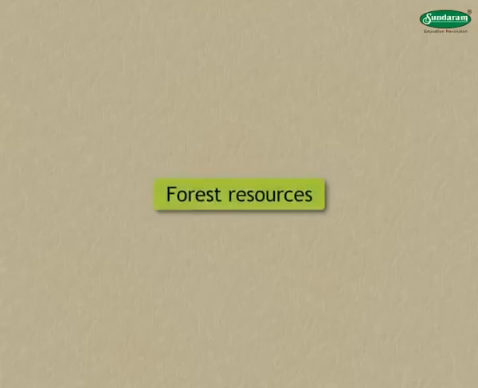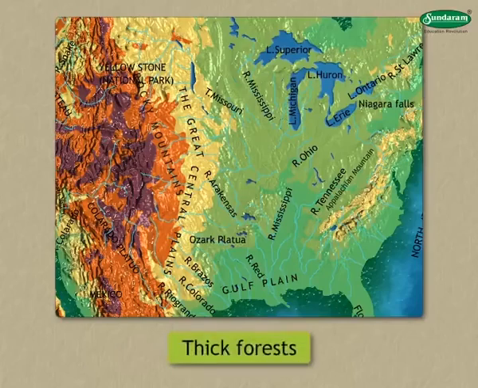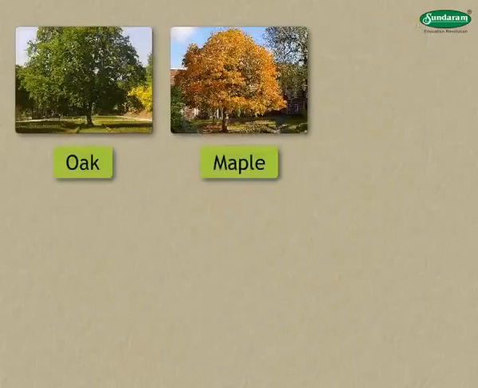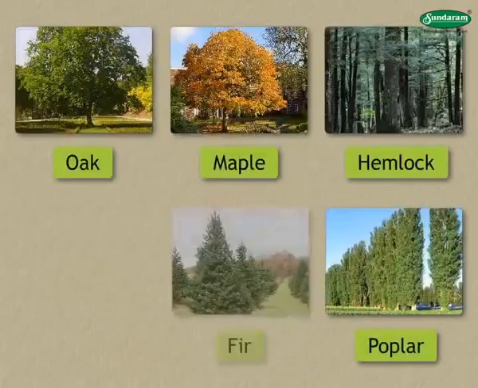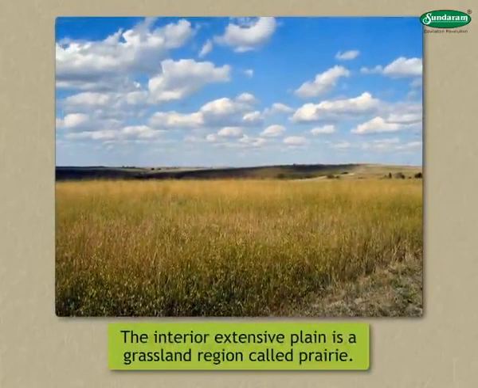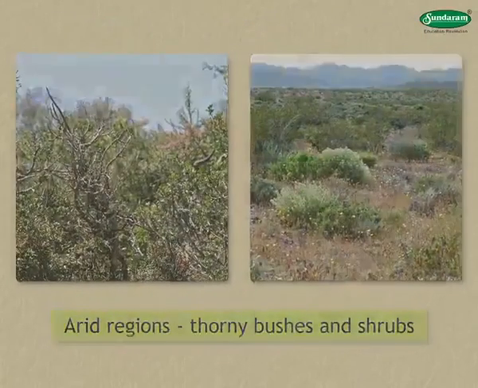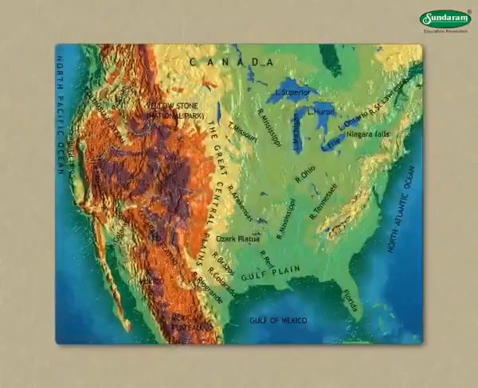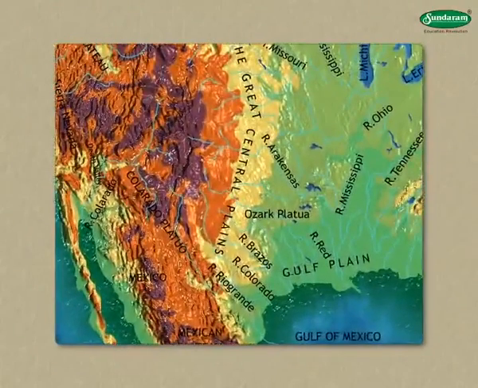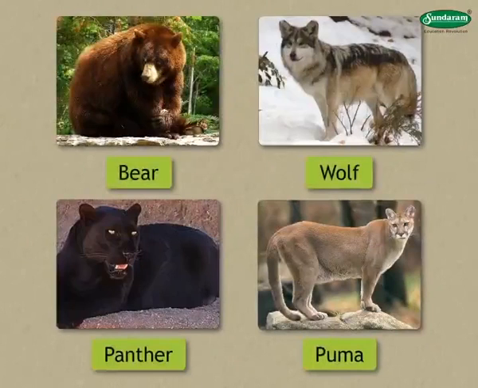Forest resources. The mountainous regions of Rocky and Appalachian Mountains, which receive high rainfall, have thick forests with trees like oak, maple, hemlock, poplar, fir, and spruce. The interior extensive plain is a grassland region. It is called prairie. The arid regions or deserts have thorny bushes and shrubs, animals and birds. The forest in the mountainous region is the habitat of animals like bear, wolf, puma, panther, etc.